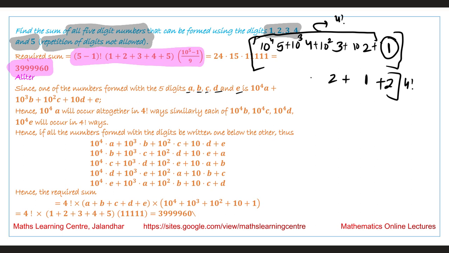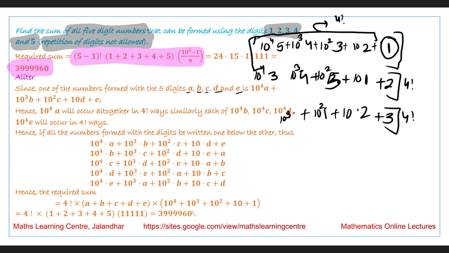Say this is 1, 2, this is 3, this is 4 and this is 5. We have 10 raised to the power 4, 10 raised to the power 3, 10 raised to the power 2, 10 raised to the power 1. We have 4 factorial different numbers over here, then 4 factorial different numbers which end with 3. Likewise, 4 factorial numbers are there which end with 4, and 4 factorial numbers end with 5.